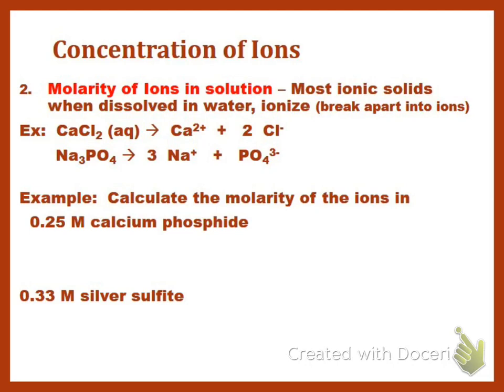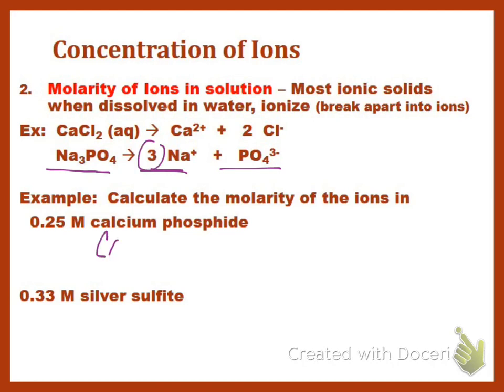So the way concentration of ions works is, remember we're talking about net ionics, when I dissolve an ionic compound, it breaks apart into its constituent ions. And so it does so like this right here, where I've got 3 sodium and 1 phosphate. So when you're dealing with concentration, you have to take into account those coefficients.